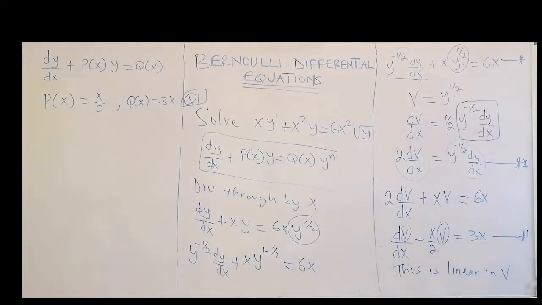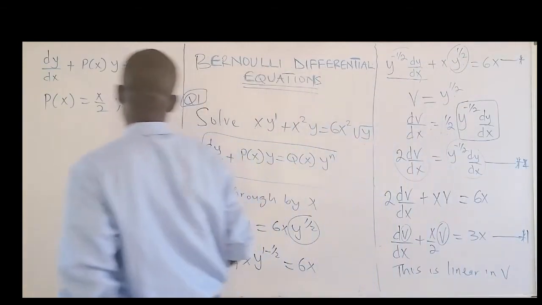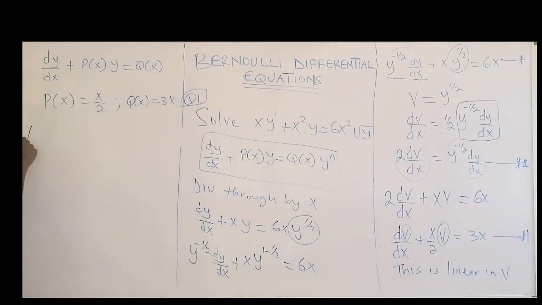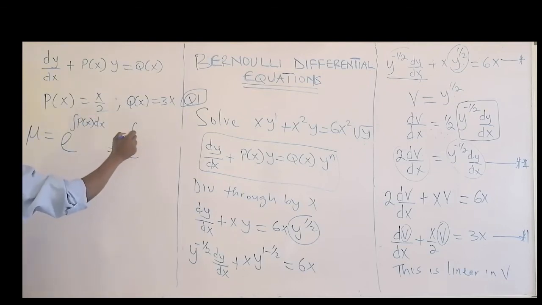From that equation, star 1, as we called it. So we can now get the integrating factor, which has the formula e to the integral of p(x) dx, and that is equal to the integral of x/2 dx.